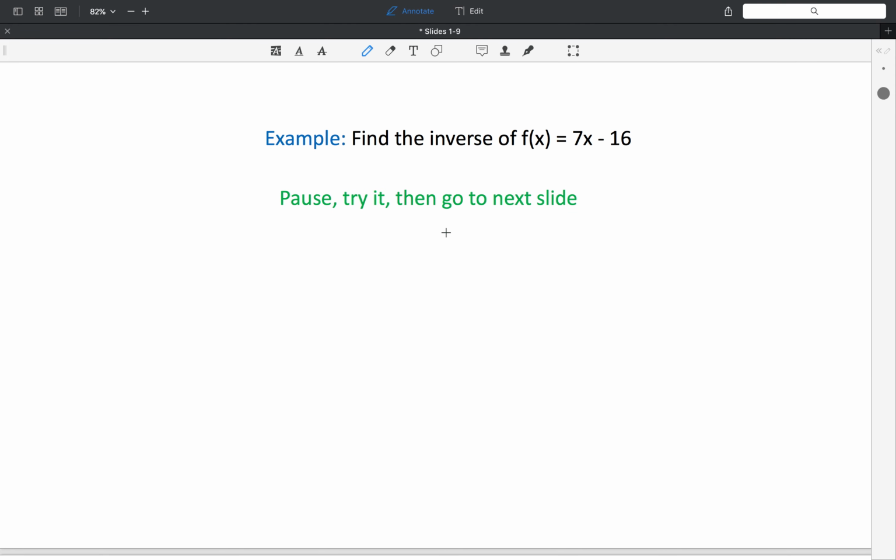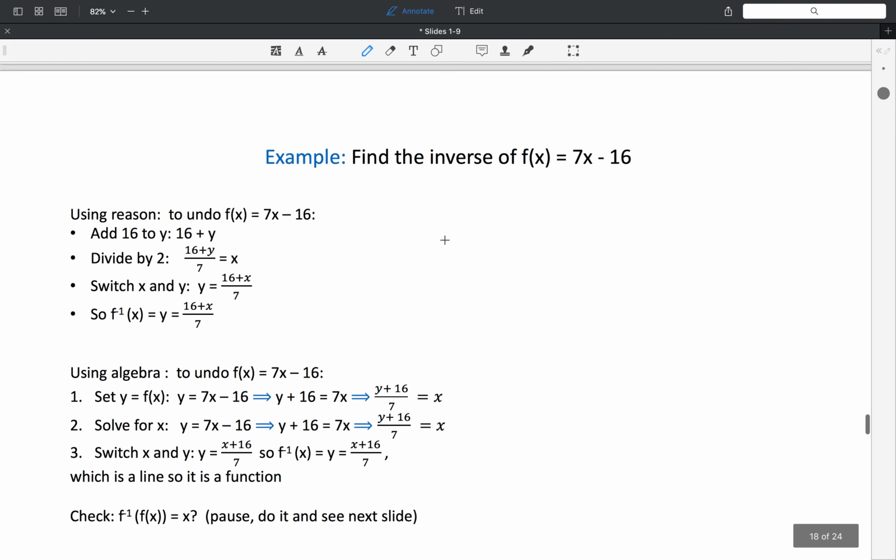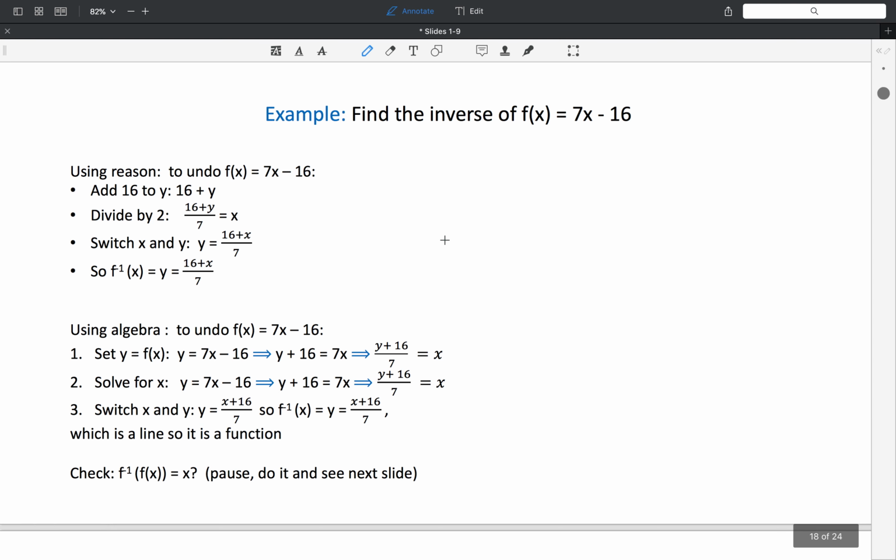Okay, so find the inverse of this. Again, try it, then go to the next slide. Okay, we want to find the inverse here. I'm going to do it both using reason and algebra. So again, I'm thinking 7x minus 16. I want to undo it. This is y. So I've got to undo it. I subtracted 16, so I'm going to add 16 to y. I multiplied by 7, so I need to divide by 7. So now I need to switch x and y so I can write it as a function. So this is what my f inverse is equal to.